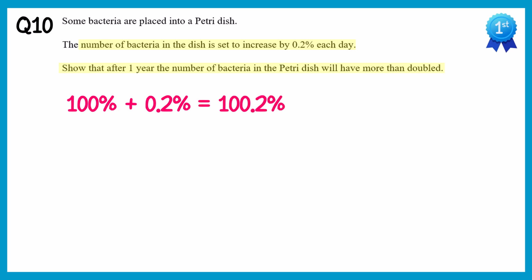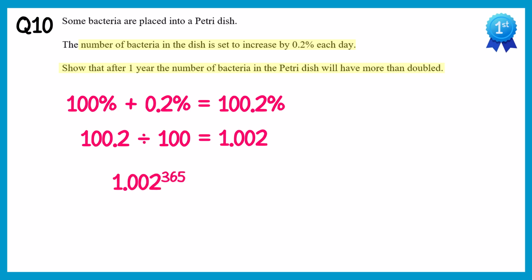We can turn this into a multiplier by dividing it by 100. So 100.2 divided by 100, which is 1.002. This means to increase by 0.2%, we multiply by 1.002. Now it's going to increase by 0.2% each day, but we're going to do this for 1 year, which has 365 days. So we're going to multiply by 1.002 365 times, which is the same as 1.002 to the power 365. Now if you type this into your calculator, you'll get this number here.